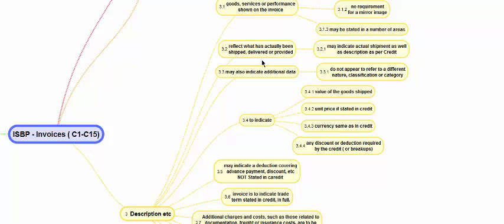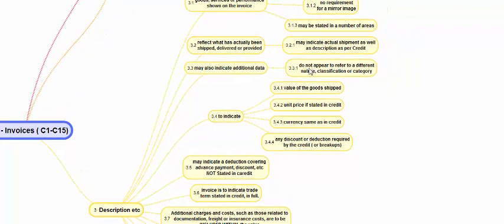That is, it can say 10 cars and 5 buses, but it should also say actually shipped 1 car and 1 bus. It may indicate additional data. What additional data? Data that do not appear to refer to a different nature, classification, or category of the goods. If shoes or leather shoes is called for, it should not talk about something like damaged leather shoes or second-hand machinery or things like that.